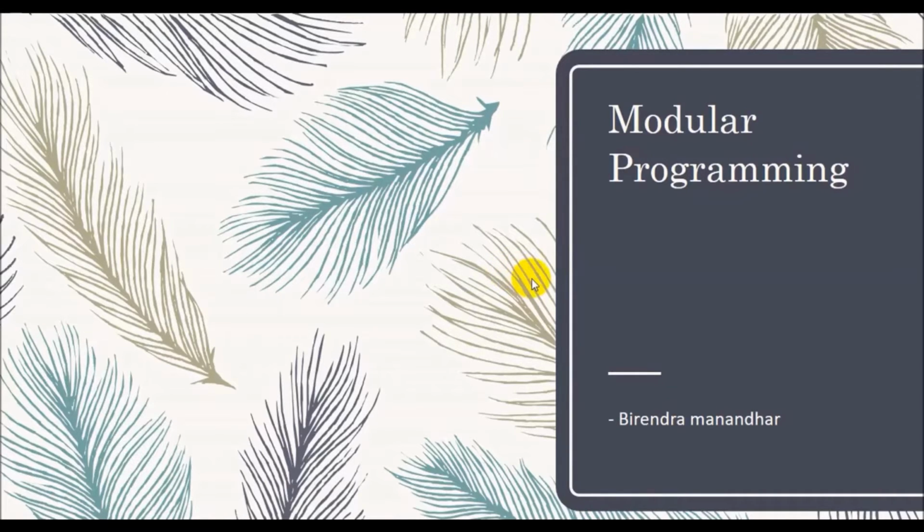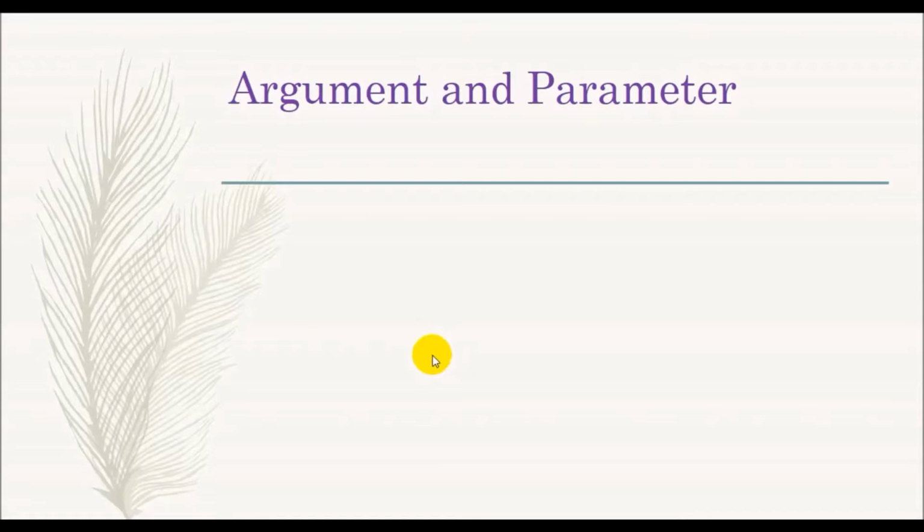Topic is modular programming. We are continuing the modular programming from last week. In last class we had learned modular programming, advantages and disadvantages of modular programming, and we had written some modular programs also using sub procedure. And in that modular programming we had talked about argument and parameter. So we are going to discuss in detail about argument and parameter now.